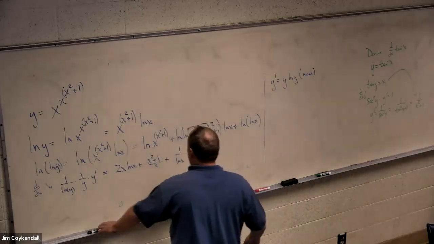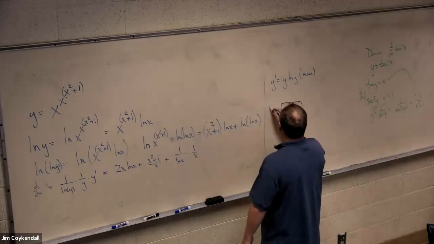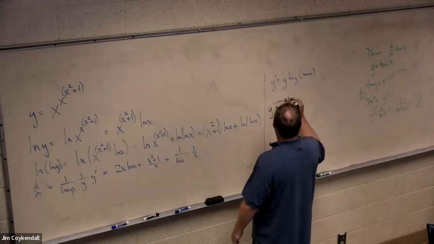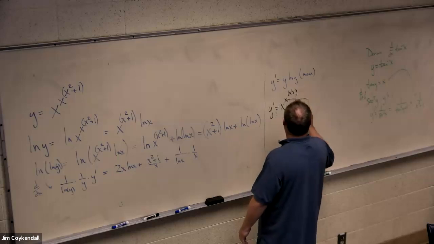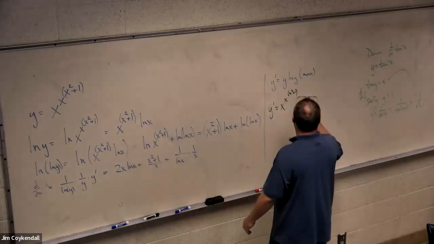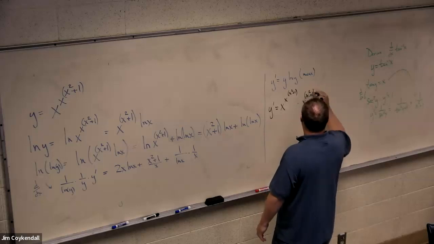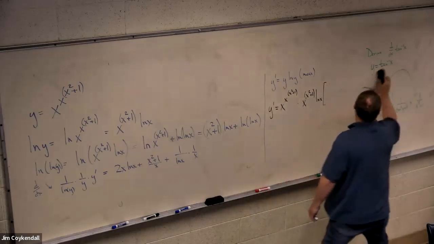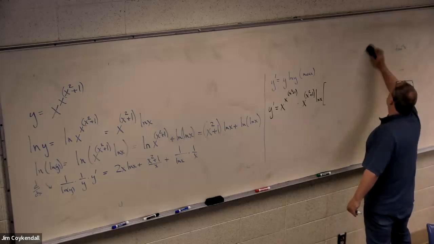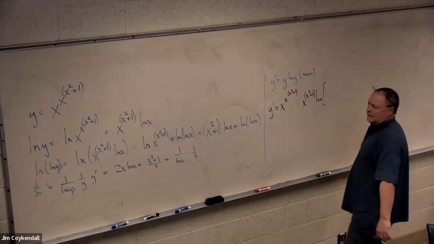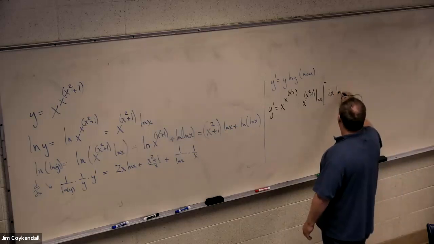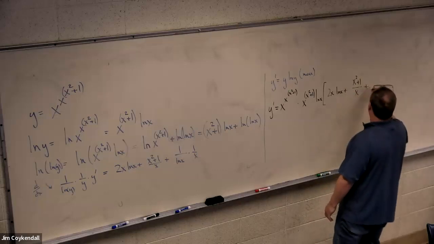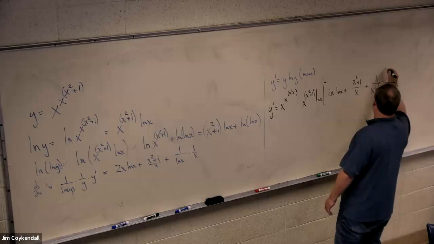So let's just do it here. Y prime. See, y was x to the x squared plus 1. Log y is x squared plus 1 times log x. And my mess is 2x log x plus x squared plus 1 over x plus 1 over x log x.